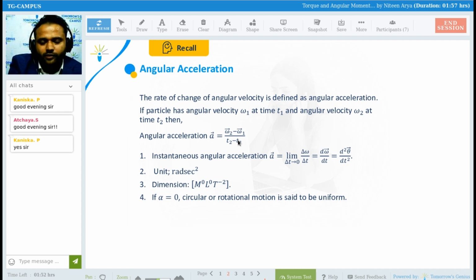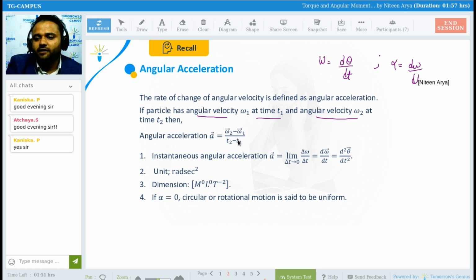Simply, the rate of change of angular velocity is defined as follows. The particle has angular velocity omega 1 at time t1 and angular velocity omega 2 at time t2. Then angular acceleration alpha is (omega 2 minus omega 1) divided by (t2 minus t1). This is also known as instantaneous angular acceleration if the time interval is very, very small. So omega is d theta by dt for a very short span of time, and alpha is d omega by dt for a very small span of time, also known as instantaneous angular acceleration.